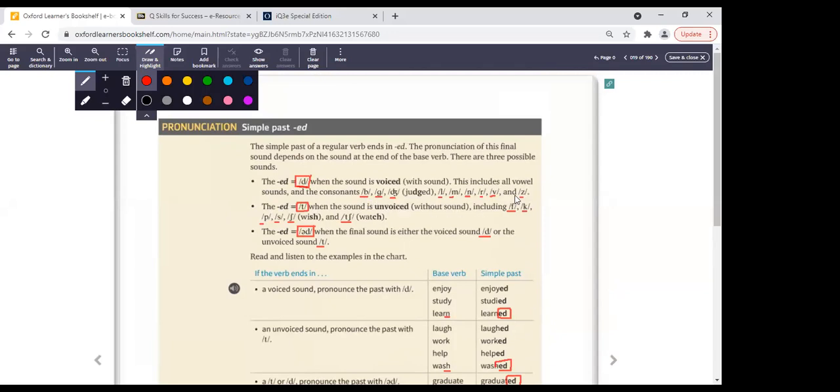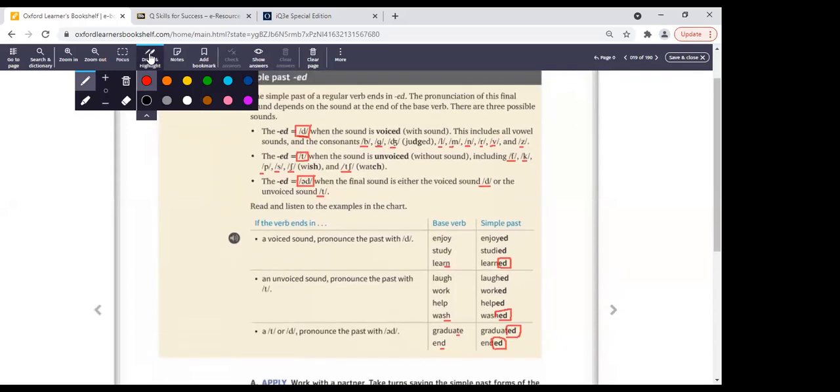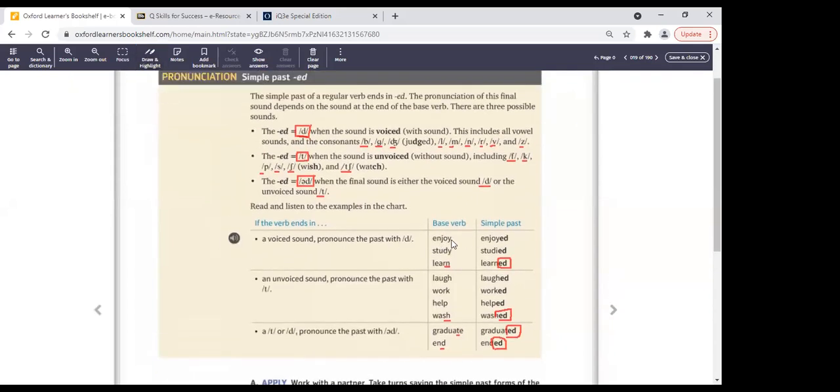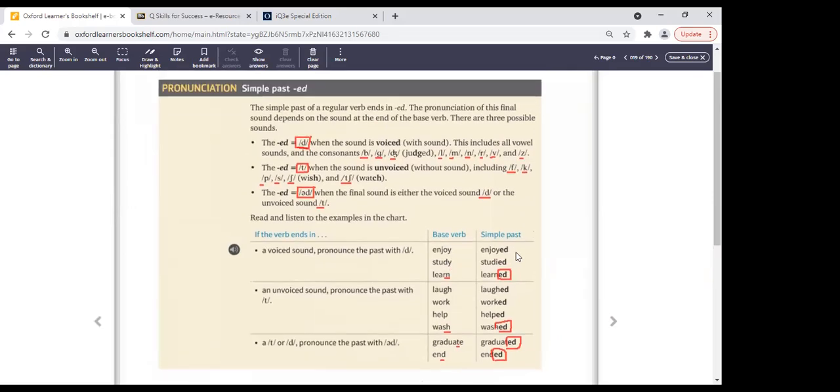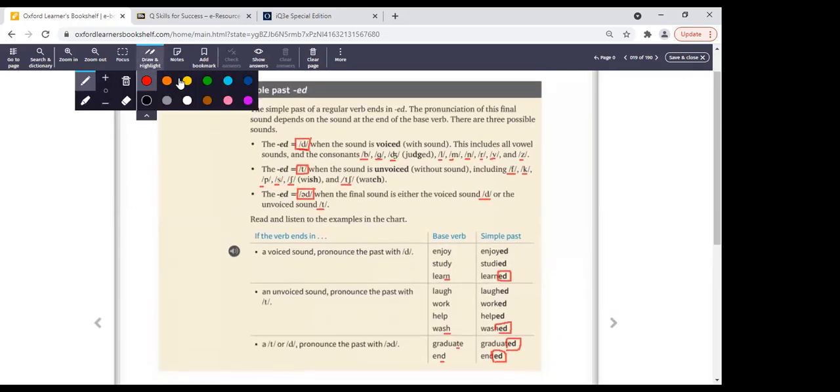So if it ends with any of these sounds, your ed will sound like a d. If it ends with any of these sounds, then your ed will sound like a t. And if it ended with a d or a t sound, your ed will sound like an ed. We can just listen to these words. Enjoy, enjoyed: all of these should sound like a d sound. The top ones should sound like the d sound, these ones should sound like the t sound, and the last two should sound like an ed.